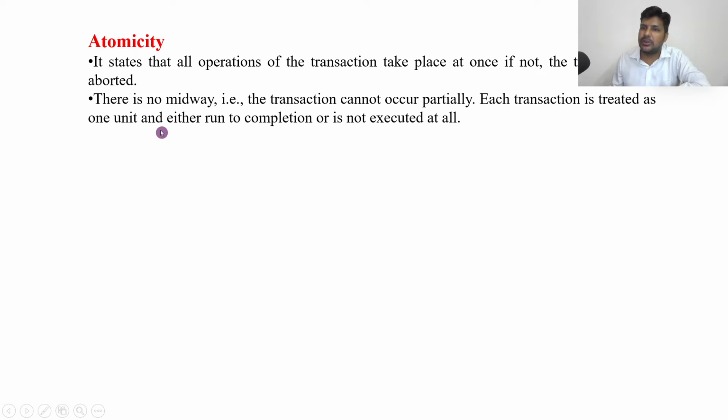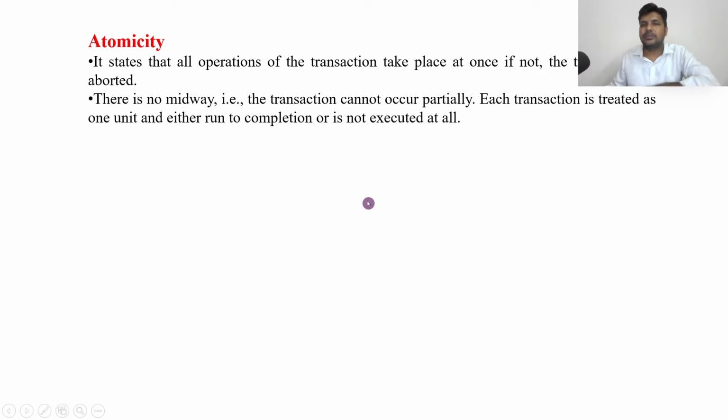So each transaction is treated as one unit. Either run to completion or not executed at all. For example, there are 5 operations to transfer my money to my friend's account. All 5 operations will be successful if the transaction is successful, or all 5 will be cancelled if the transaction fails. So the transaction is a unit, and all the operations work as a single unit. Either all 5 succeed, or all 5 are cancelled.